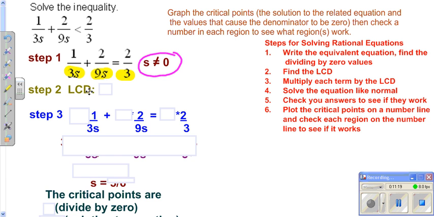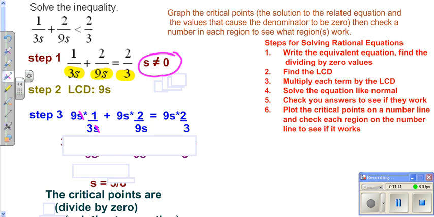You find your LCD. In this case, you have a 3 squared and an s, so it's a 3 squared times s, or a 9s. Multiply each one of your fractions by your common denominator of 9s. Then you want to go ahead and do some simplifying.